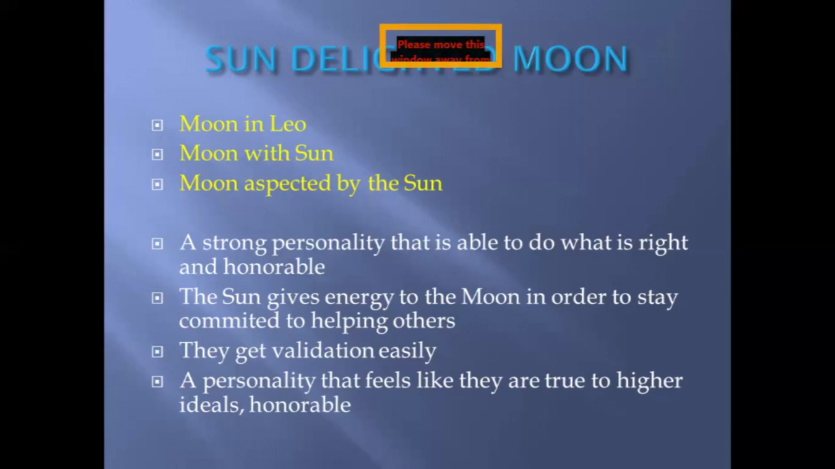Yeah, the Sun doesn't mind if something's uncomfortable. They will just do everything out of inspiration. And the Sun also gives energy to the moon in order to stay committed. The Sun is also about commitment, about being steadfast, about willpower. The person will also get validation easily, as the Sun is also authority figures. And this Avashta gives a personality that feels like they're true to their higher ideals. So the person will be very honorable.